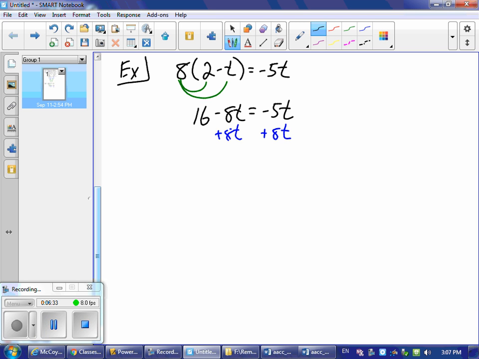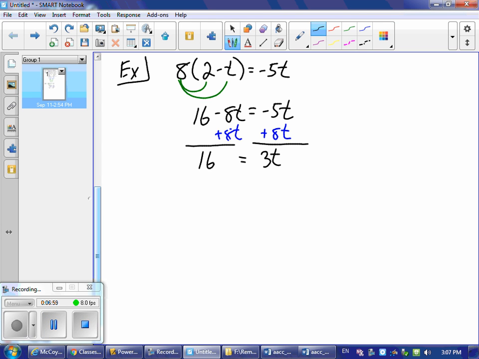Because that's the opposite of subtracting 8t. So then on the left-hand side, I'll have 16 minus 8t plus 8t is 0. That went away. And then I have minus 5t and plus 8t on the right-hand side. So I went left 5t, back to the right 8t, which should put me at positive 3t.